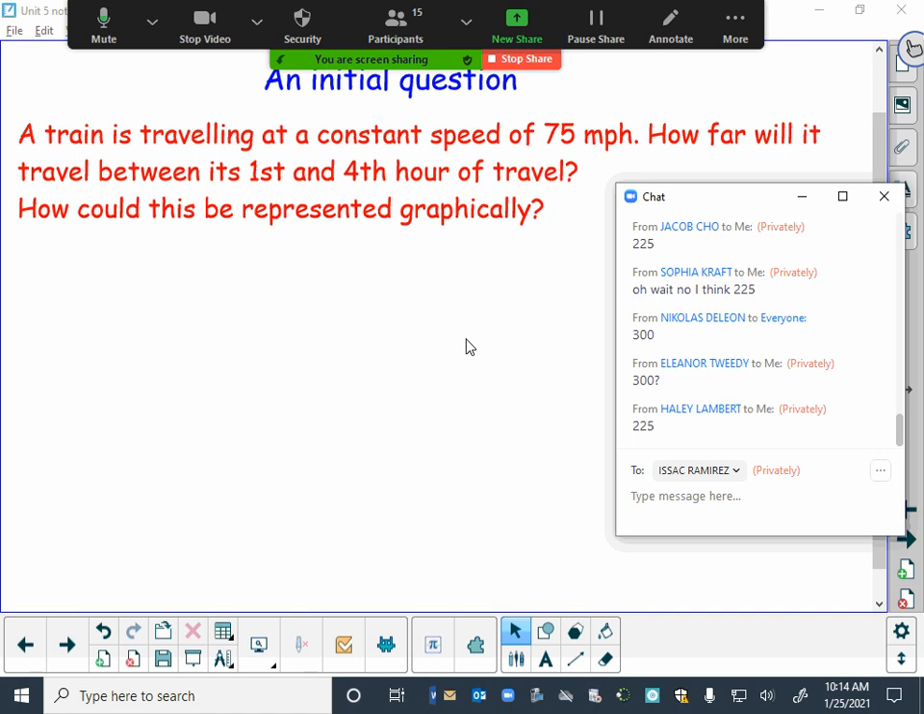I can. Okay. So I took 75 miles per hour and multiplied it by the first hour to get 75 miles. And then I took that same 75 miles per hour and multiplied it by 4 hours to get 300 miles. And then I just subtracted the difference between the two. Okay. So in the first hour it traveled 75. In 4 hours it was 300. So between hour 1 and hour 4 was the 300 minus the 75, or 225. Yeah. Okay. All right. That makes sense to me.